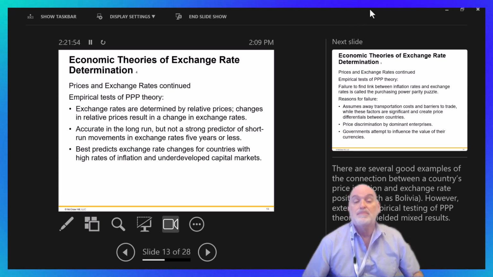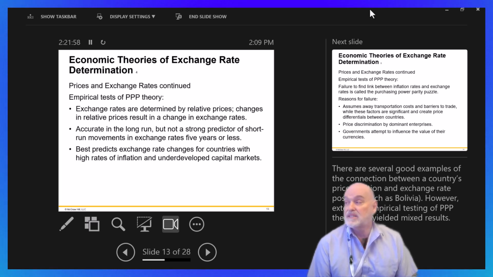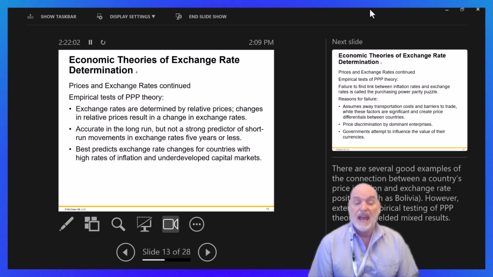Empirical tests of the PPP theory. Exchange rates are determined by relative prices. Changes in relative prices result in a change in exchange rates. It is accurate in the long run, but not a strong predictor of short-run movements in exchange rates, 5 years or less. It best predicts exchange rate changes for countries with high rates of inflation and underdeveloped capital markets.